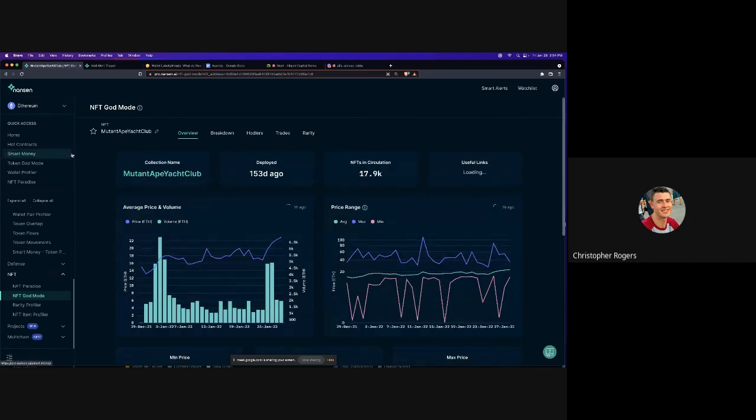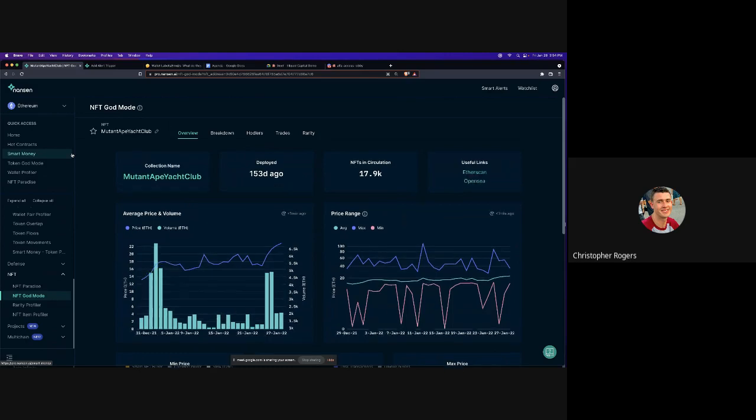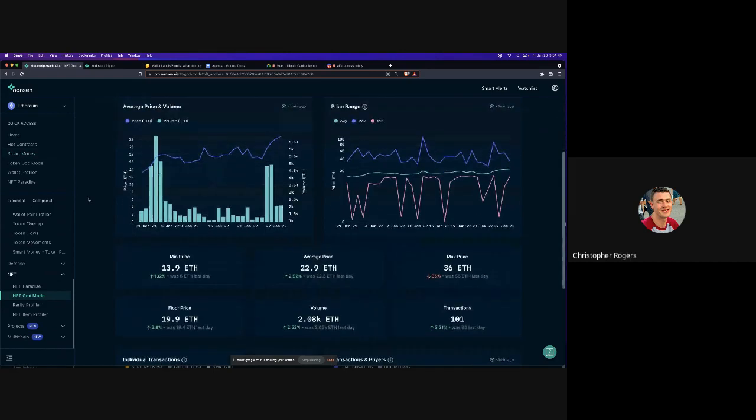So first, snapshots, Overview tab. The Overview tab is going to give you all of your general information on the collection: when it was deployed, how many are in circulation. We also have links to Etherscan and OpenSea if you'd like to do a little bit further digging on those platforms.